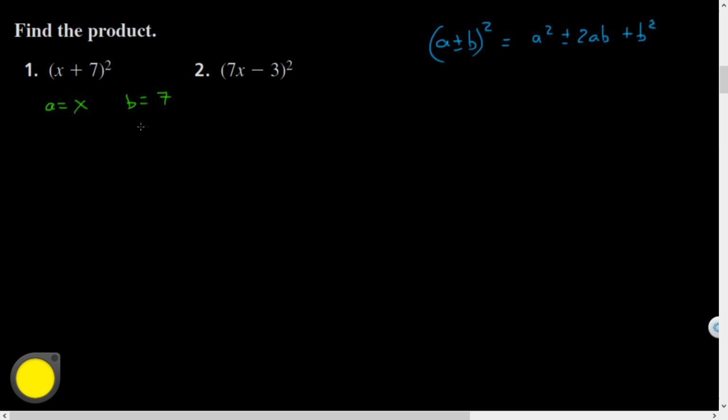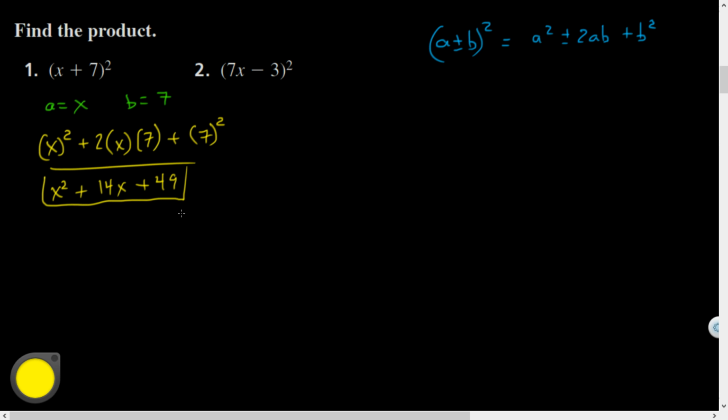So a squared would be x squared plus 2 times a. What am I plugging in for a? I'm plugging in x. And times b. What am I plugging in for b? 7. Plus b squared, so plus 7 squared. And now let's simplify. So that's x squared plus 2 times 7 is 14 times x plus 7 squared is 49. All right, so label a and b, plug them into the pattern, simplify.